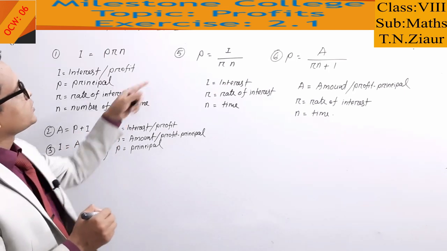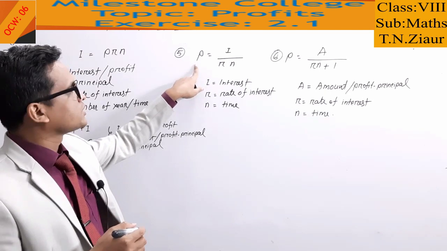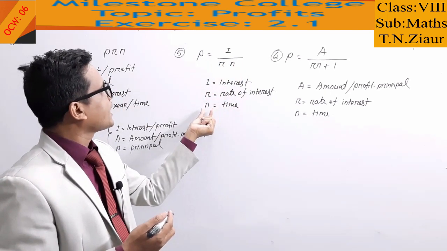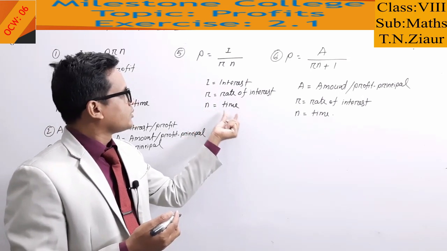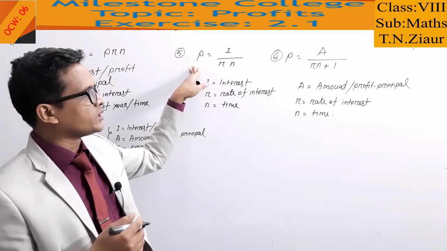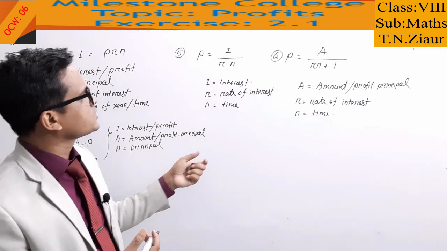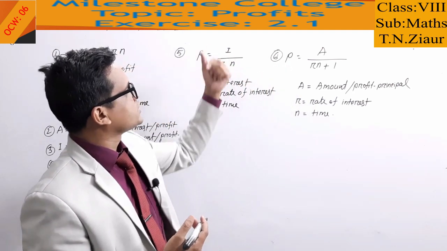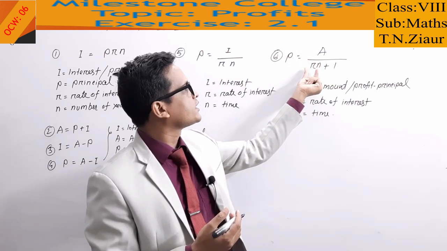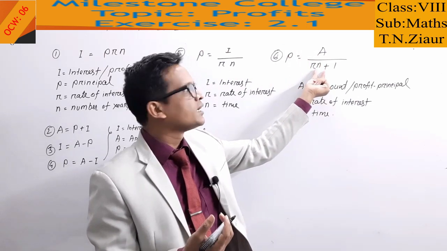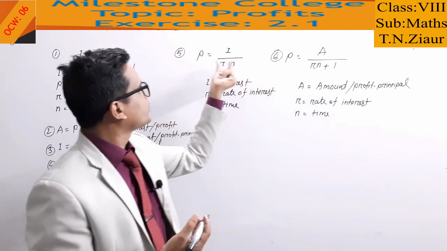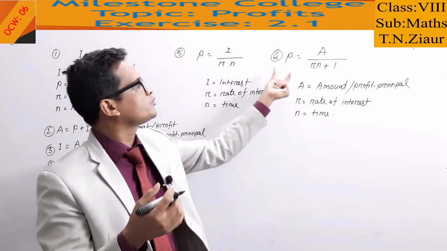So in this way, suppose you are given the interest, the rate of interest and the time. At that time you can find the principal by using this formula. But in another question, suppose there is no interest, only the amount, rate of interest and time are given. At that time you have to use this formula, then you can find the principal. So for finding the principal there are two formulas here.